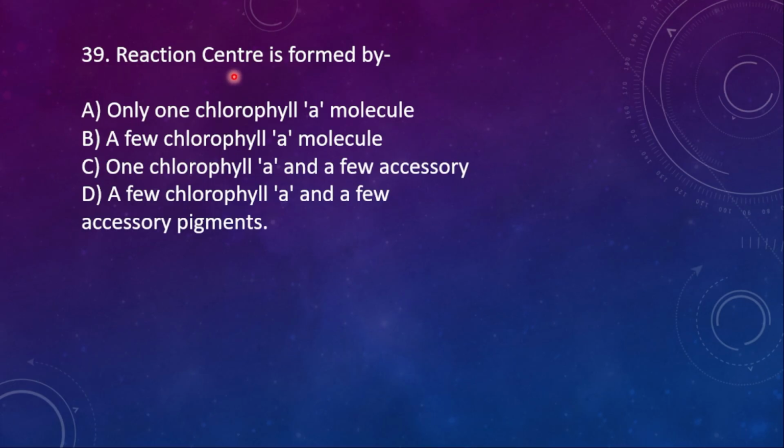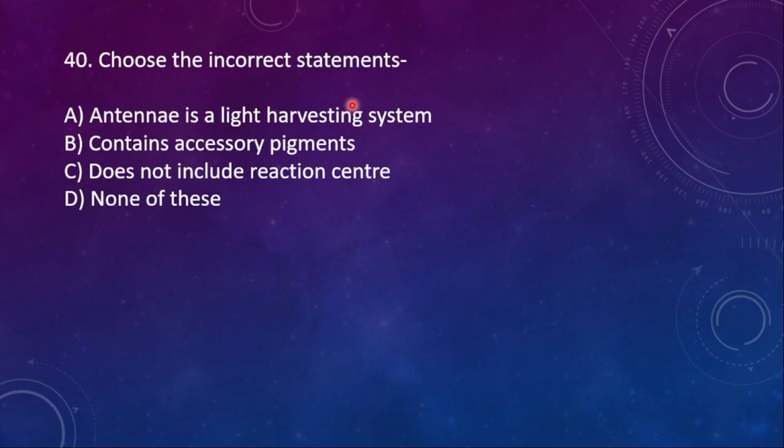39. Reaction center is formed by A, only one chlorophyll A molecule, B, a few chlorophyll A molecules, C, one chlorophyll A and a few accessory pigments, D, a few chlorophyll A and a few accessory pigments. Here the right option is A. I said reaction center is formed only with one chlorophyll A molecule because it is the master. It's the king there. It's his territory. No one is allowed there.